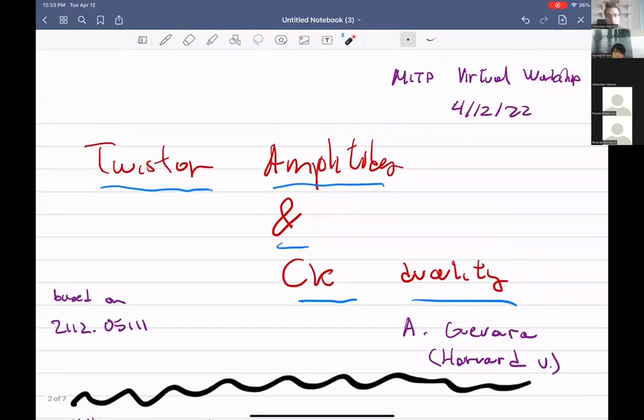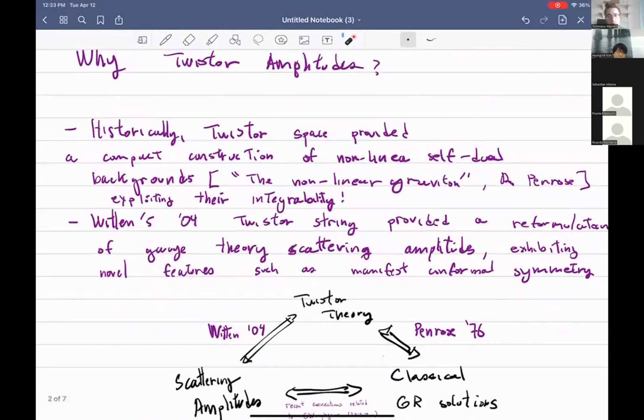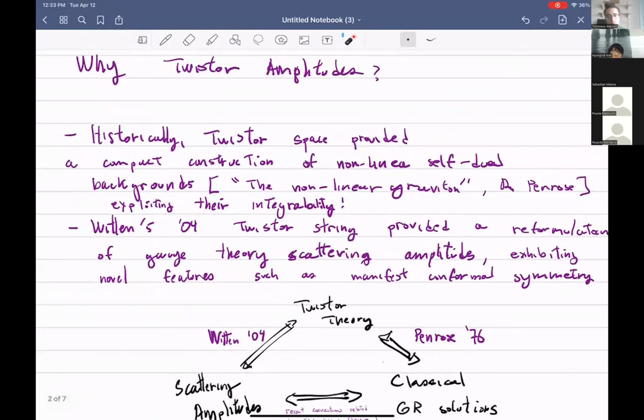So the title of the talk is Twistor Amplitudes. So why should we care about Twistor Amplitudes? Well, there are a couple of historical reasons. Well, the first and probably the most important reason in the context of the talk is that Twistor space historically provided a compact construction of nonlinear backgrounds in general relativity. Okay, so this is based on Penrose's nonlinear graviton idea.